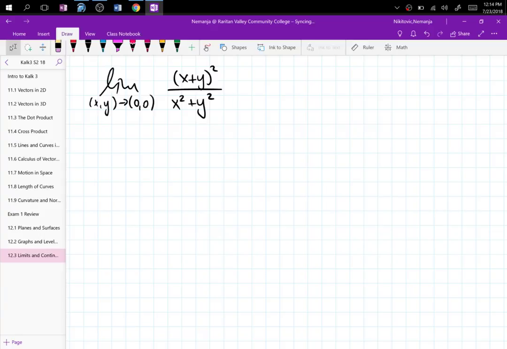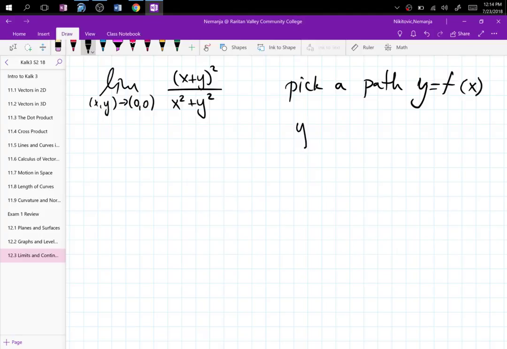Now, guys, a path is simply y as a function of x. So if I pick a path, y equals f of x, I collapse this calculus 3 limit to a calculus 1 limit. If I pick any path, let me pick the path y equals x.